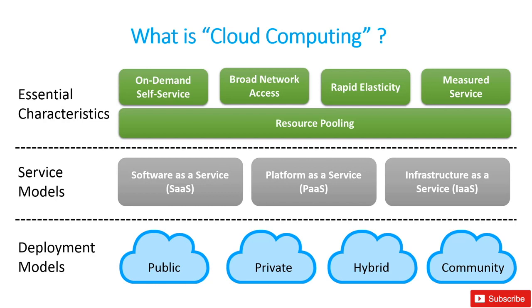Now, before drilling down to each deployment model, it is important to mention that the same 5 characteristics and the same 3 service models are also applicable to each deployment model, meaning we are expecting that the on-demand self-service characteristic will be available for any underlying cloud deployment option. Now let's start with the public cloud deployment model.